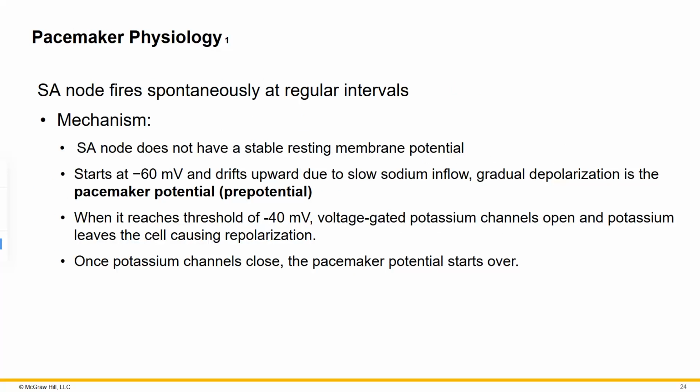The SA node fires spontaneously at regular intervals. The mechanism: the SA node does not have a stable resting membrane potential. It starts at minus 60 millivolts and drifts upward due to the slow sodium inflow. Gradual depolarization is the pacemaker potential or pre-potential. When it reaches a threshold of minus 40 millivolts, voltage-gated potassium channels open and potassium leaves the cell, causing repolarization. Once potassium channels close, the pacemaker potential starts over.